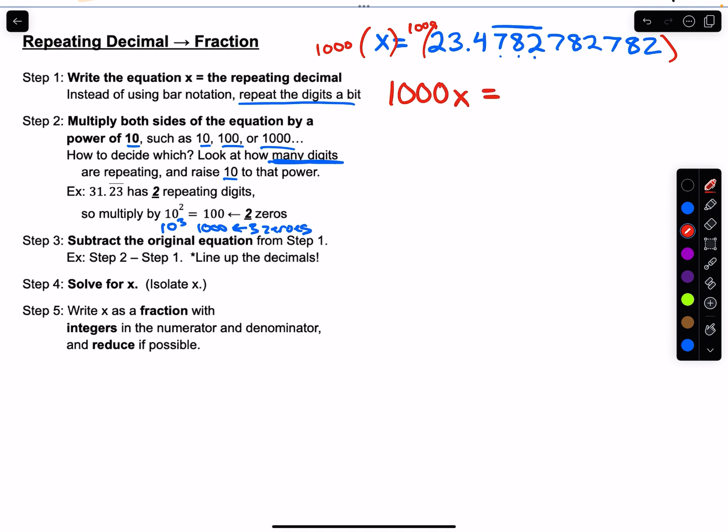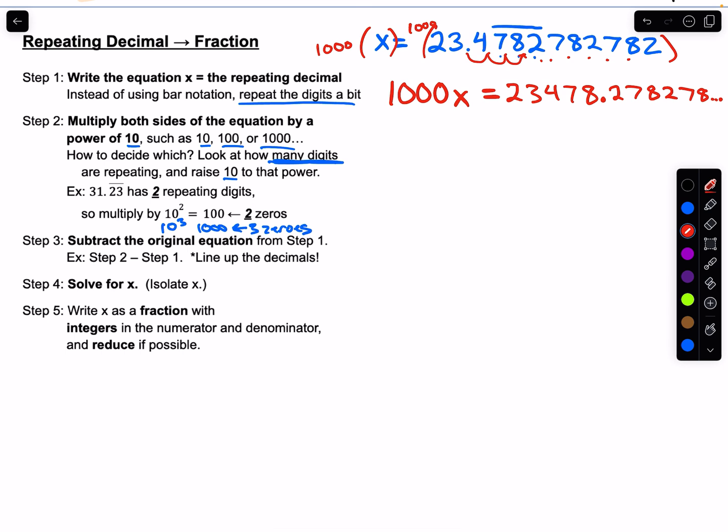And on the right side here, when I multiply by 1,000, I can move the decimal place 3 places. So I'm going to move it 1, 2, 3. It's going to end up right there. So my answer is going to be 23,478, period. And then I'm going to have 278, 278, etc. So here we go. 278, 278, and so on. All right, that is step 2.